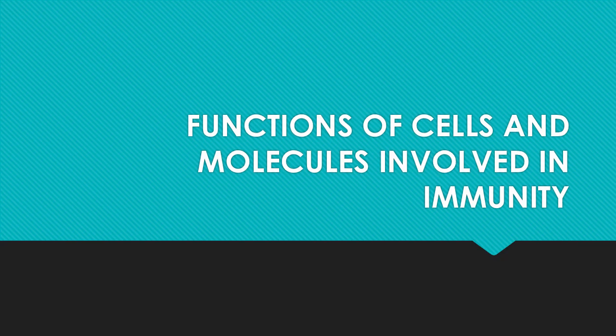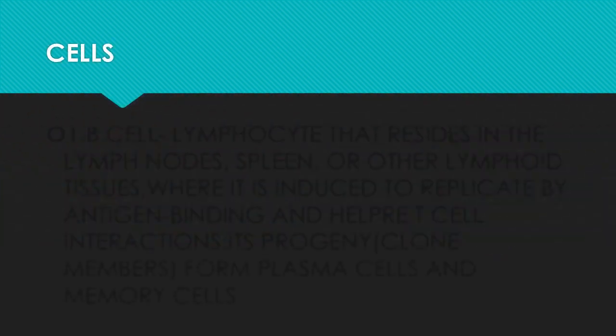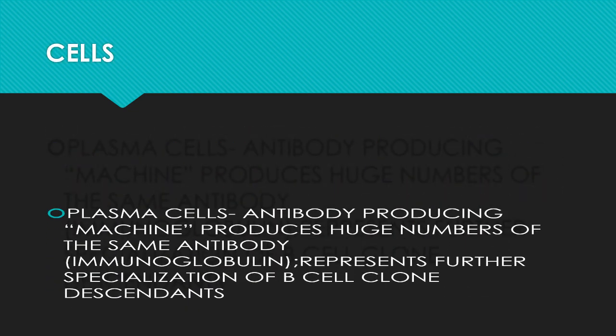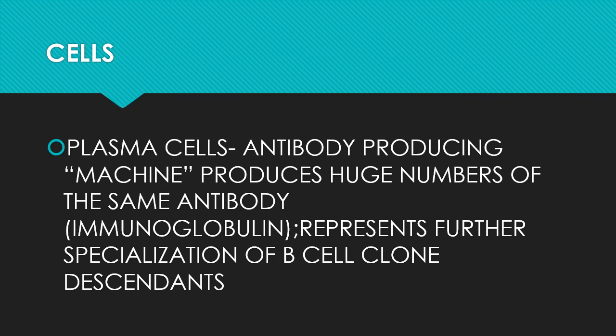So what are the functions of cells and molecules involved in immunity? Again, the B cell is a lymphocyte that resides in the lymph nodes, spleen, or other lymphoid tissue where it is induced to replicate by antigen binding and helper T cell interactions. Its progeny clone members form plasma cells. Plasma cells are antibody-producing machines producing huge numbers of the same antibody. They represent further specialization of the B cell clone.